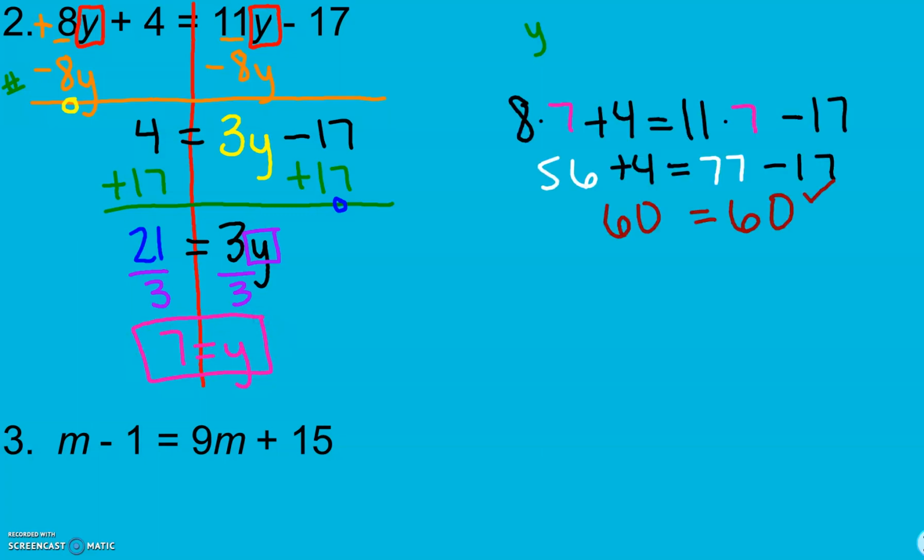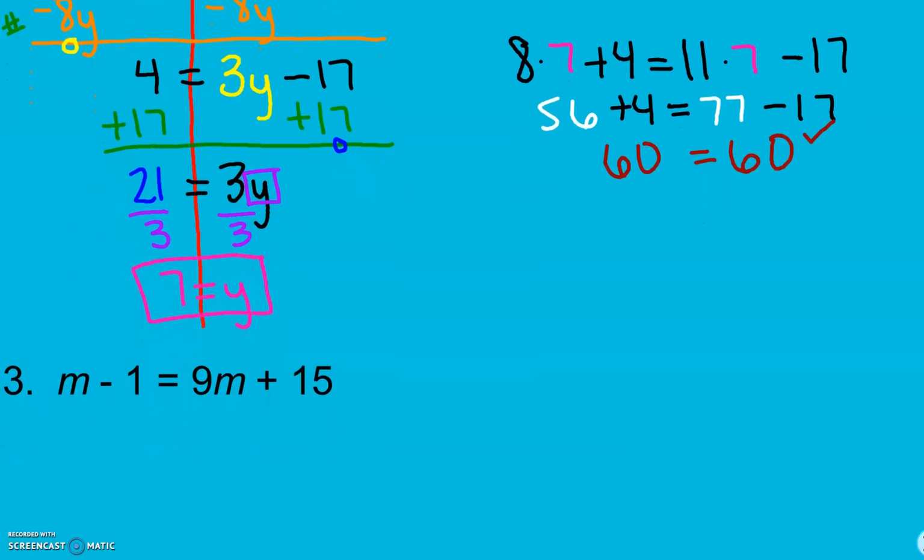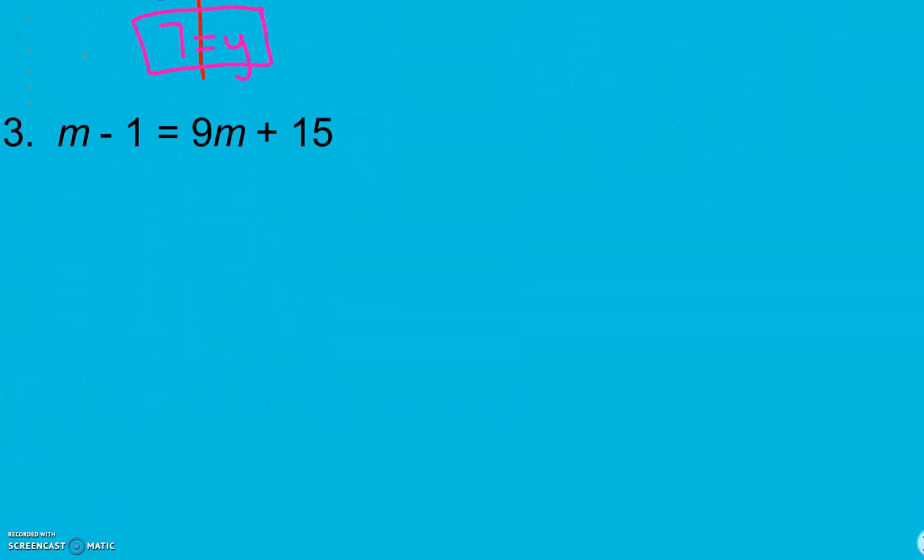I plugged that 7 back into our original equation in both spots, simplified it down, got 60 equals 60, so we are correct. Now, feel free to pause and give 3 a try if you'd like. Again, my left side is as simple as I can get it, and so is my right, so I'm going to compare my variables right now. My coefficient, or my number in front of my variable that's being multiplied, on the left side, there isn't one, so I know that it's got to be a 1.